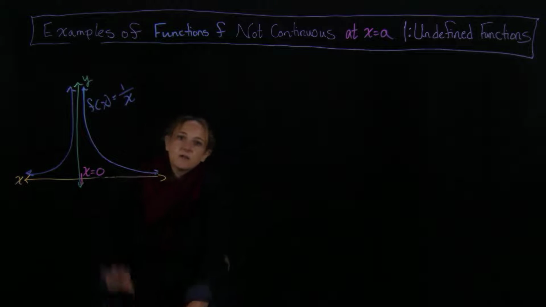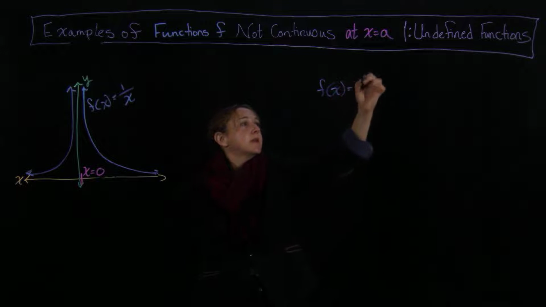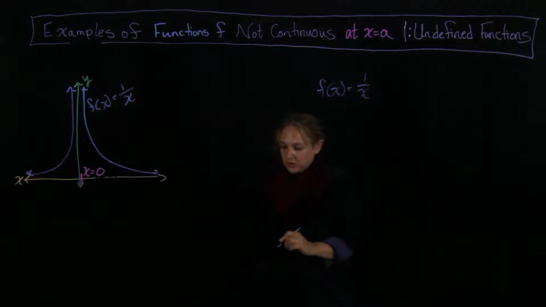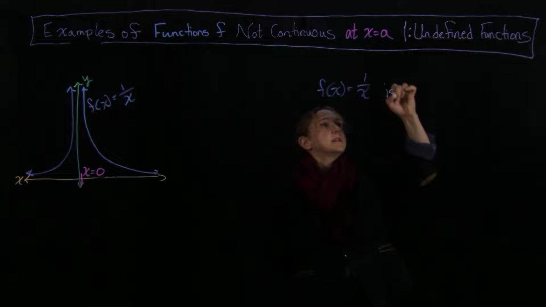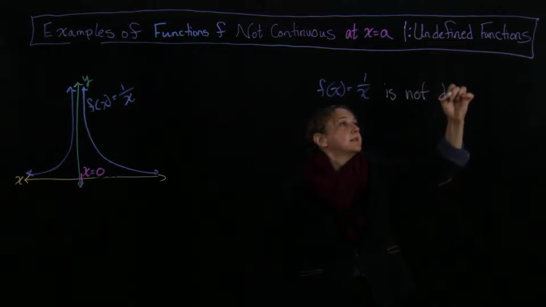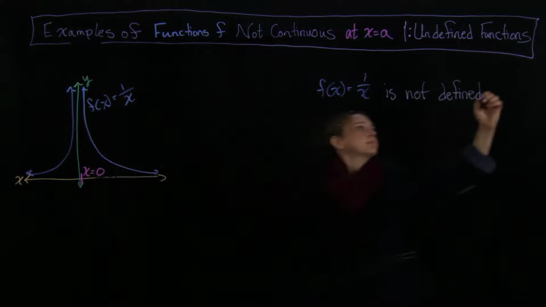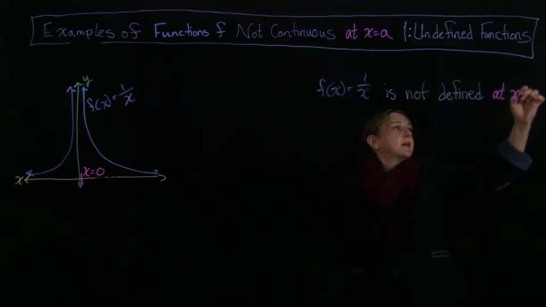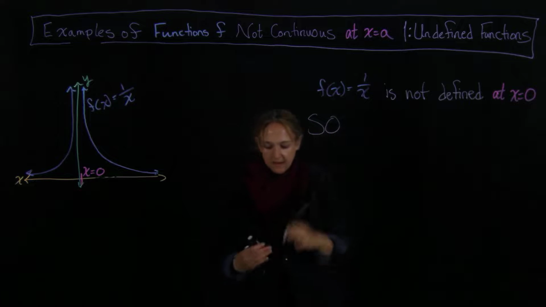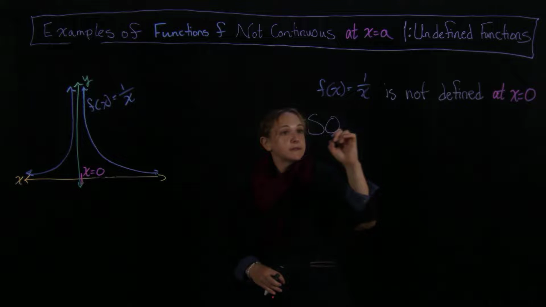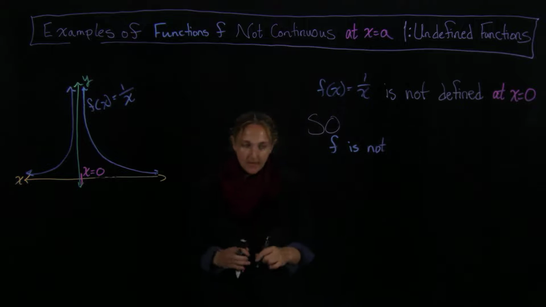Okay, so what's going on here is that f of x equals 1 over x. Okay, so this function is not defined at x equals 0. Okay, so what does that tell me? So we know that f is not continuous.